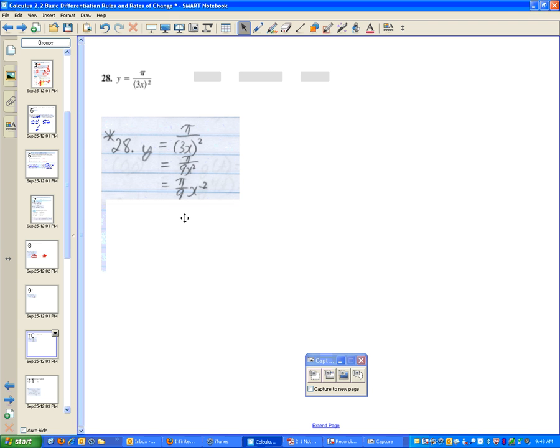Can I find the derivative now? Yeah, it's the combination rule, isn't it? I have a constant times x to the n. So y prime equals, or dy dx equals, exponent times coefficient, so negative 2 times pi over 9, x, and then subtract 1 from the original exponent. Negative 2 minus 1 is negative 3.